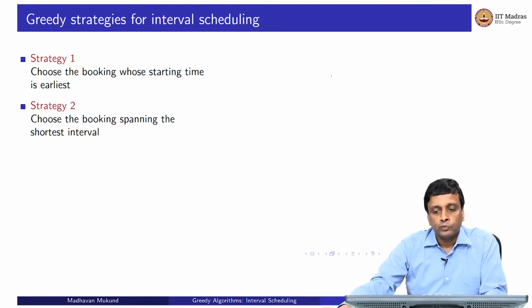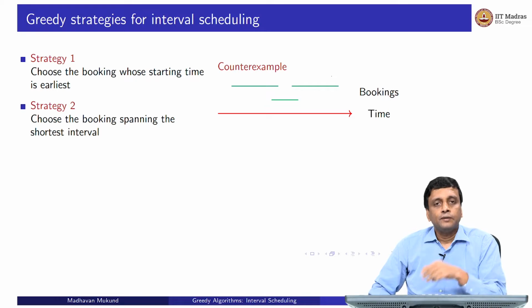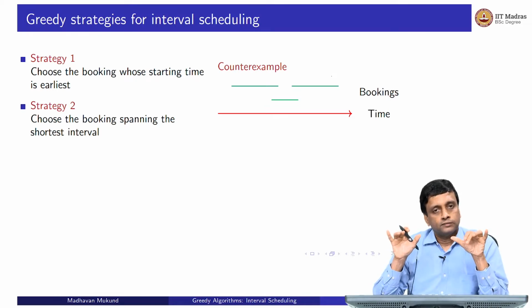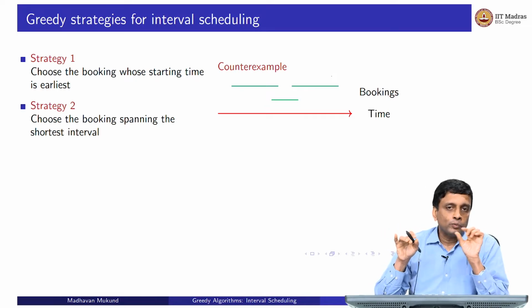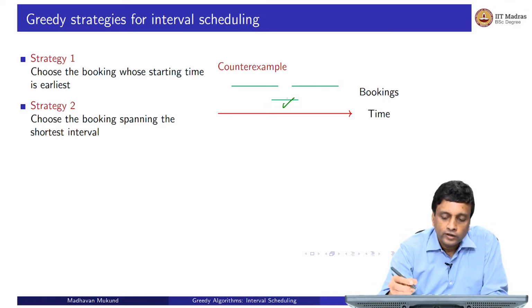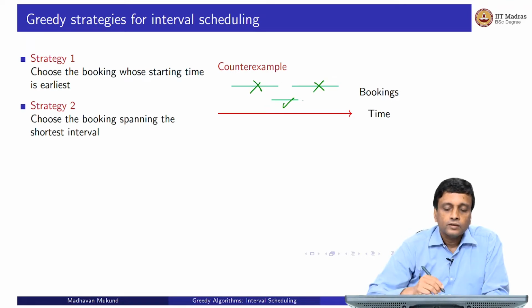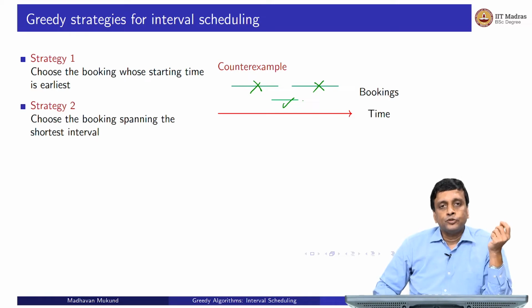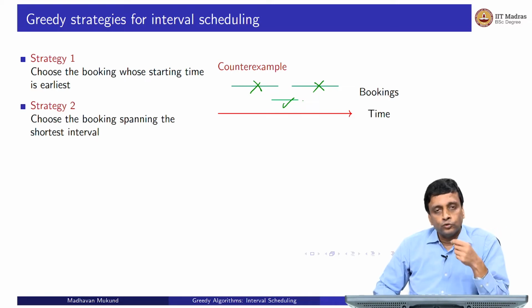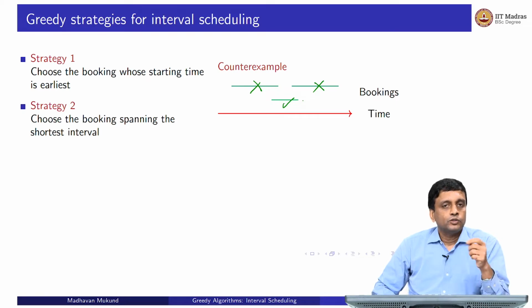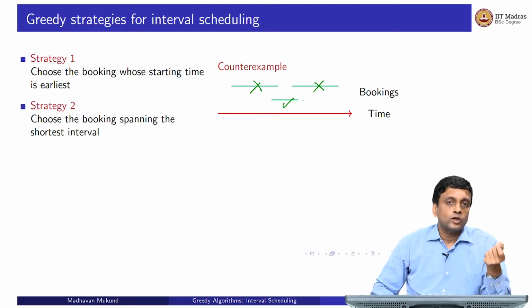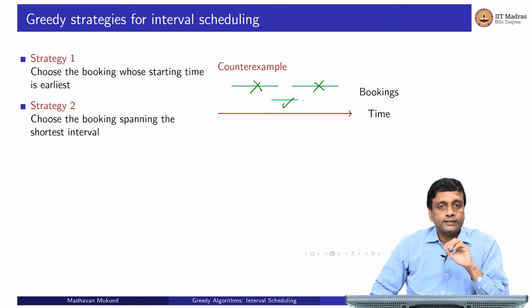But this also doesn't work, because you could have an example like this, right? So you could have 2 long slots and you could have 1 small slot which unfortunately overlaps with both of these. So if I now allot it to the shortest slot, I will rule out 2 slots. So only 1 teacher will get a chance to use the recording studio, whereas if I had not used this strategy but given it to the 2 longer slots, I would have got 2 people using it, right? So remember, the criterion is the number of slots allotted and not necessarily the time duration for which the studio is in use. So this is also not a good strategy.